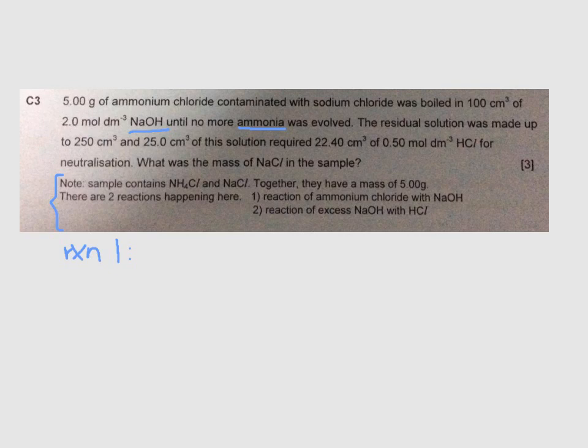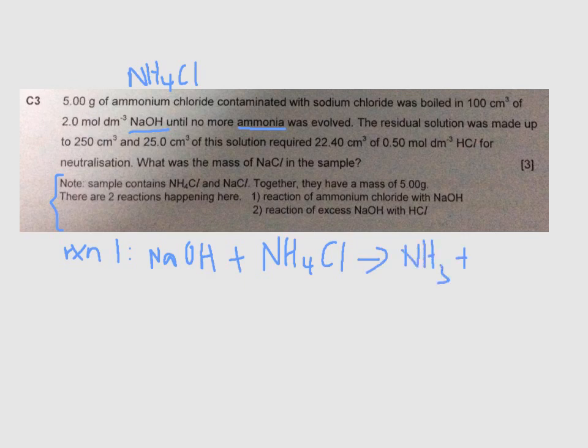And also ammonium chloride is NH4Cl. So the NH4Cl, in the presence of water, the NH4+ can actually produce H+, and therefore it can act as an acid, which will then react with your base to give you your salt and water. Hence, your reaction 1 is actually NaOH plus NH4Cl to give you NH3 plus NaCl plus H2O.